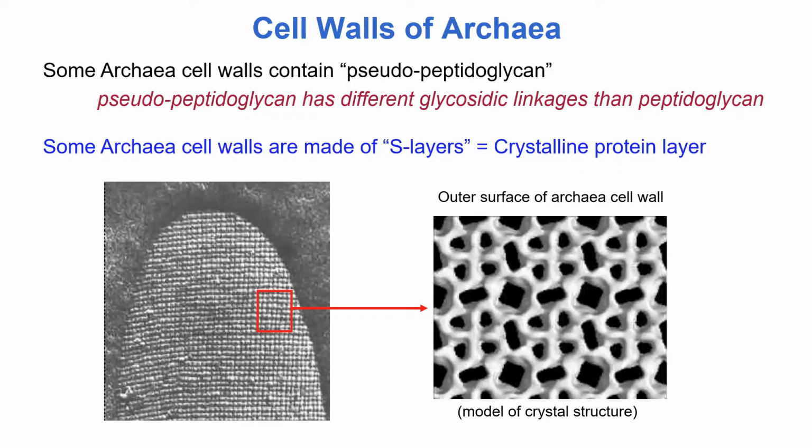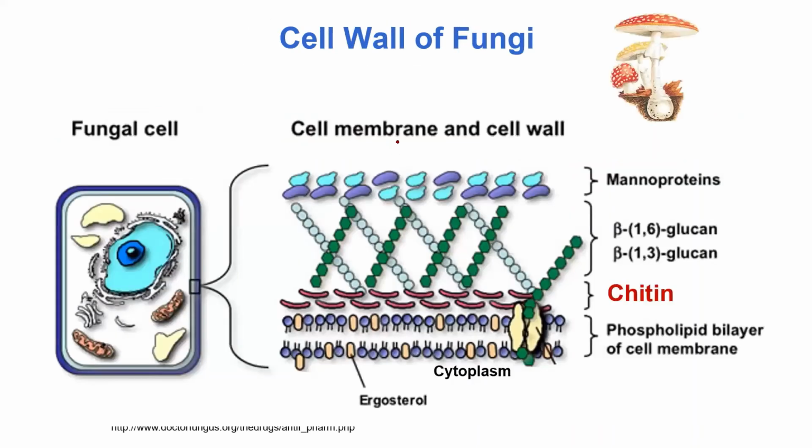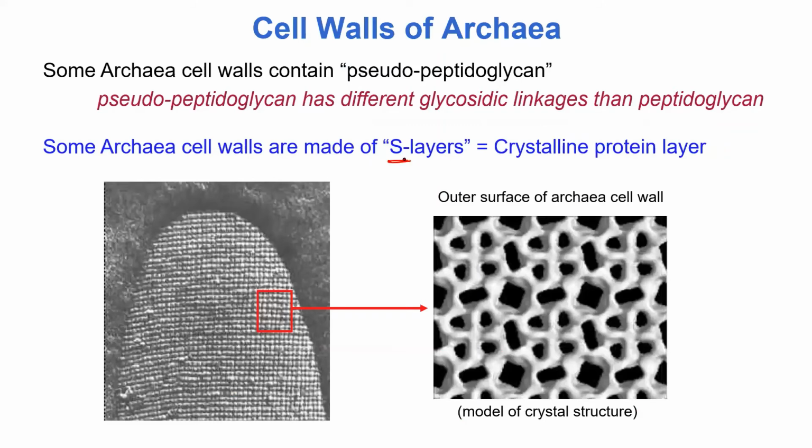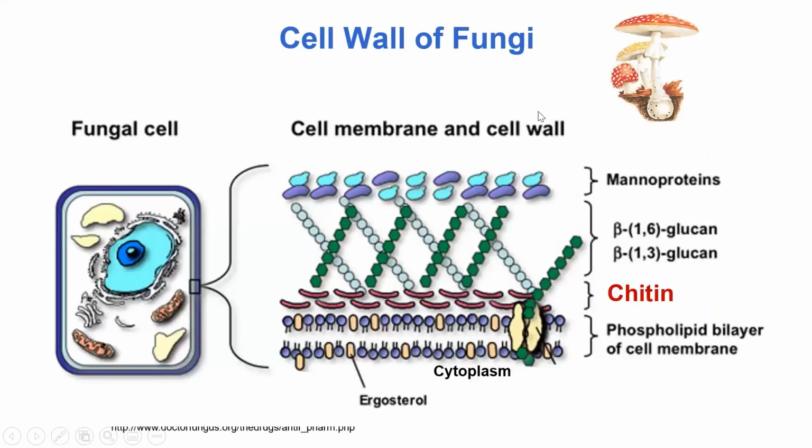S, by the way, stands for surface. I'm just going to write that, surface. These are actually proteins that crystallize, and you can see there's an electron micrograph showing an archaea there. They have some unique things going on because they're archaea and they're unique, and that's the way they like it. So what about fungal cell walls?